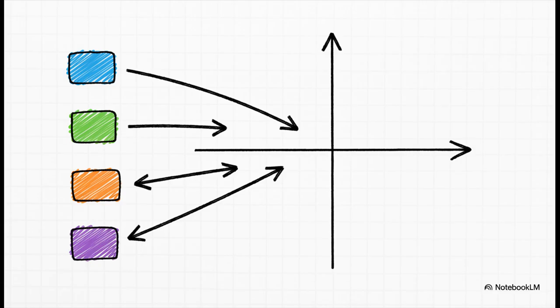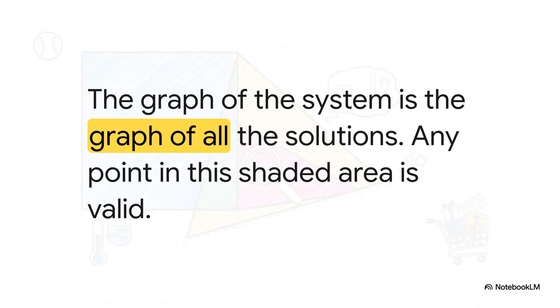So now we do the exact same thing we just practiced. We're going to layer each one of these rules onto a single graph and map out every single valid possibility. And bam, there it is. That shaded shape is the official sweet spot for the shoe sale. Any point you can pick inside that region represents a real combination of a regular price and a sale price that perfectly follows all of the store's rules.